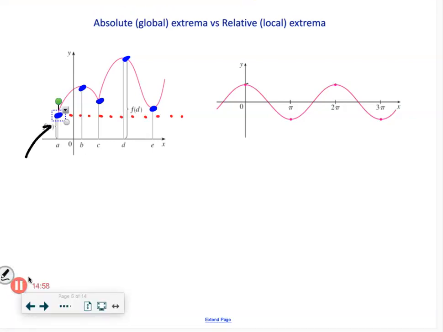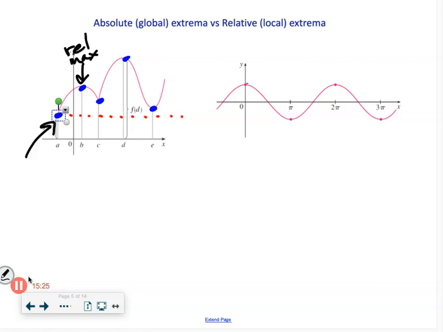So for this first one, you know what? I'm going to skip that one because that one's the most controversial. We're going to go to this one. What do you guys think that one is? Is that an absolute max? No. Is it a relative max? Yes. So a relative or local max is like the top of a hill, right? And a relative or local min is like the bottom of a valley.